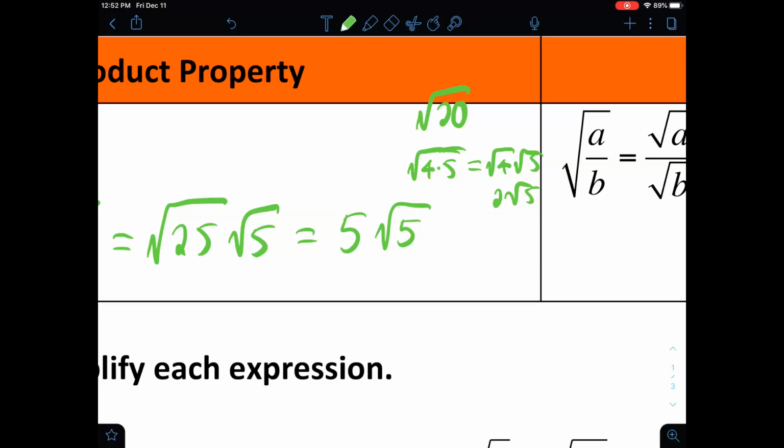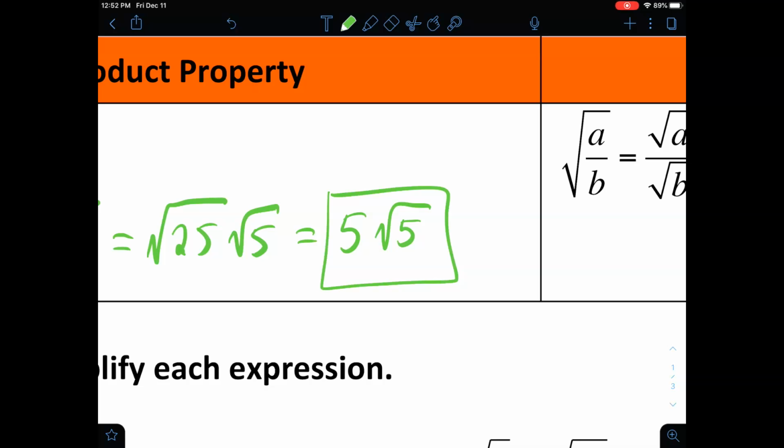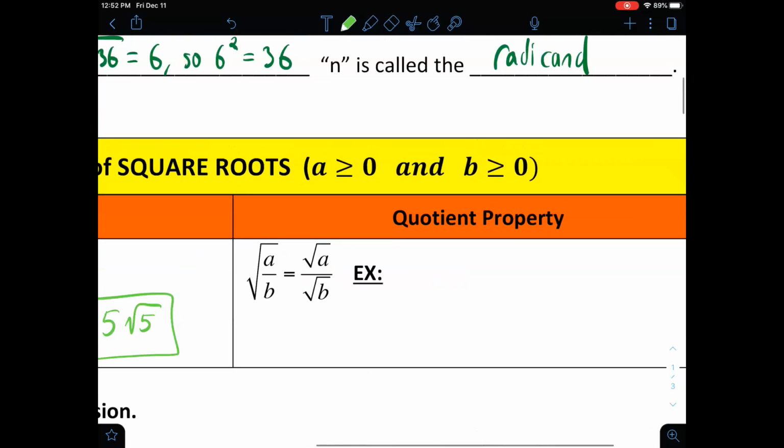of 5. Okay? So if you can find any perfect squares that go into a square root, that's what you're going to want to pull out, because that's what it means to simplify a radical, is to pull out perfect squares. Okay, next one, quotient property.